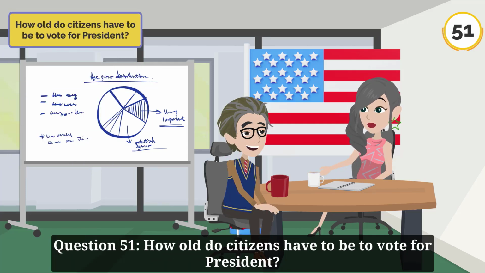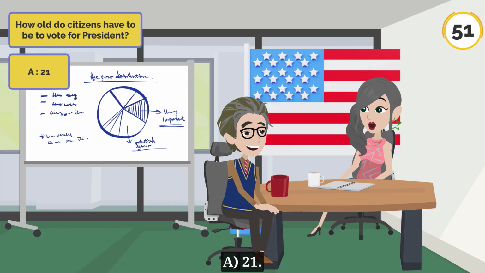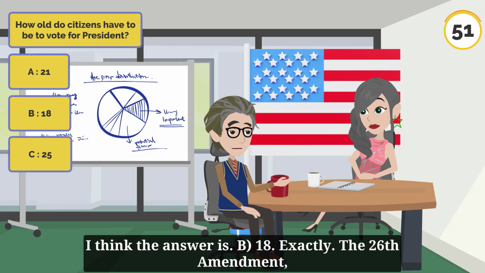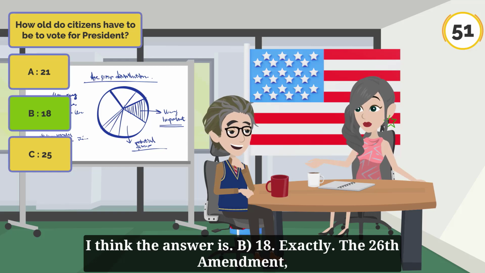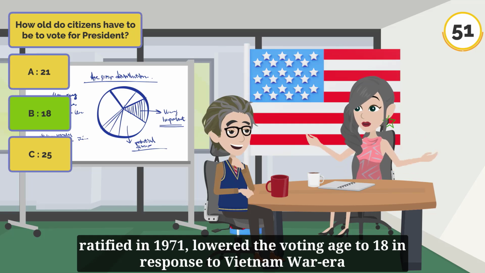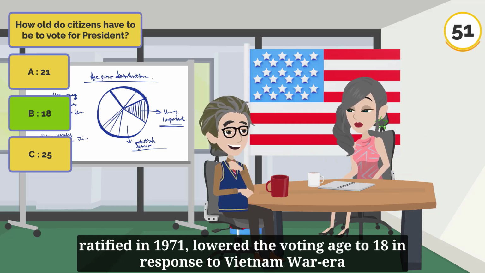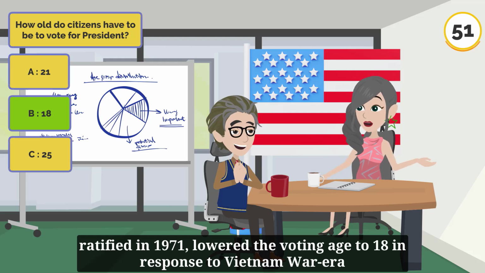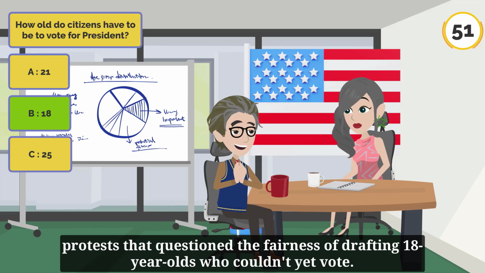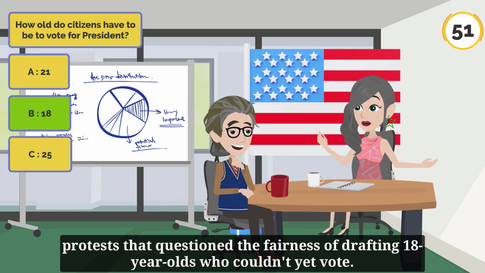Question 51. How old do citizens have to be to vote for president? A. 21. B. 18. C. 25. I think the answer is B. 18. Exactly. The 26th Amendment, ratified in 1971, lowered the voting age to 18 in response to Vietnam War-era protests that questioned the fairness of drafting 18-year-olds who couldn't yet vote.